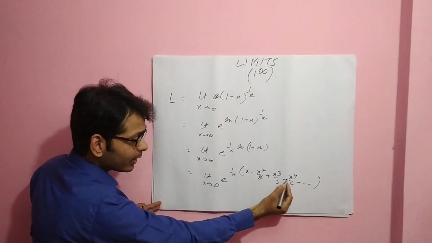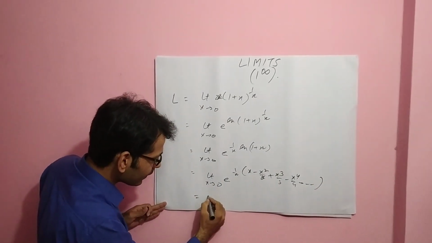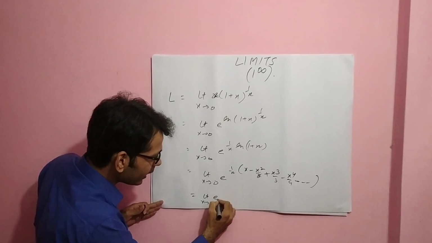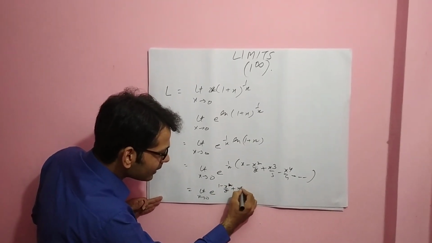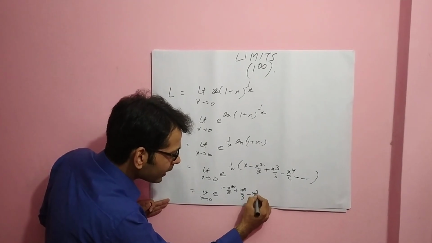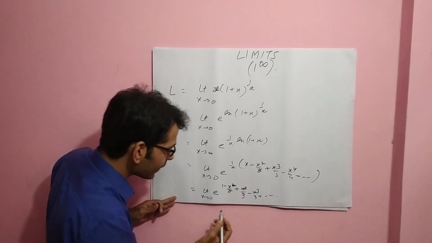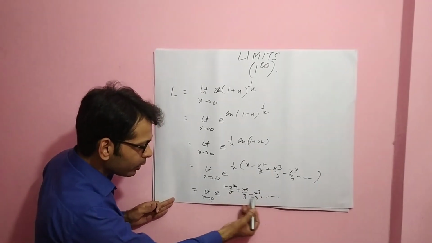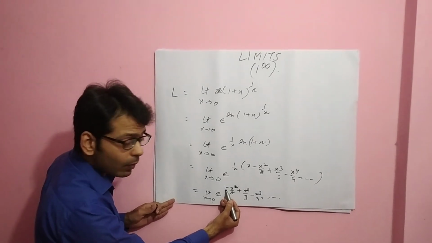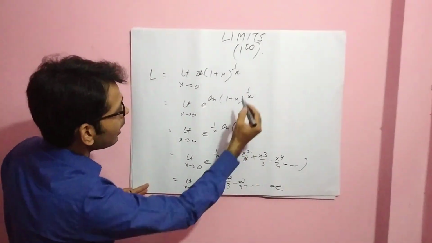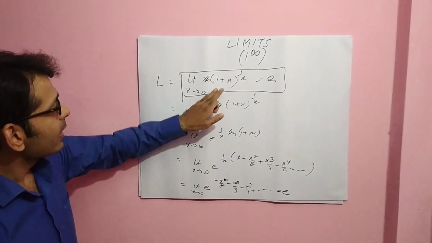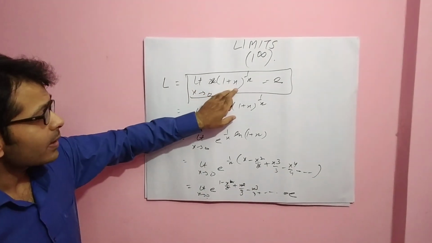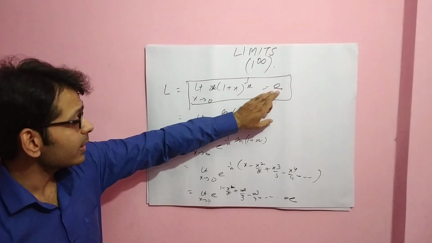अब x से डिवाइड कर देंगे अंदर, तो हमारे पास क्या बचेगा? लिमिट x टेंडिंग टू 0 e to the power (1 minus x by 2 plus x square by 3 minus x cube by 4 and so on). अब जब हम x को 0 यहाँ पे पुट करेंगे, हमारे पास बचेगा e to the power 1, that is just e. अब जो ये हमारे पास रिजल्ट आया है, इसको हमें याद करना है. That is limit x tending to 0 (1 plus x) to the power 1 by x gives us e.